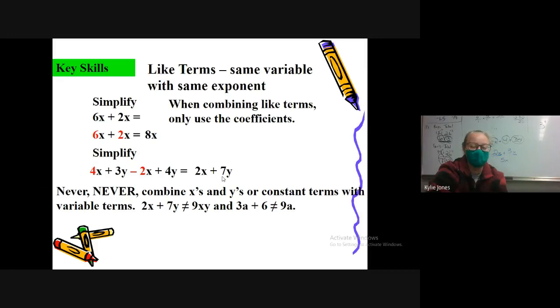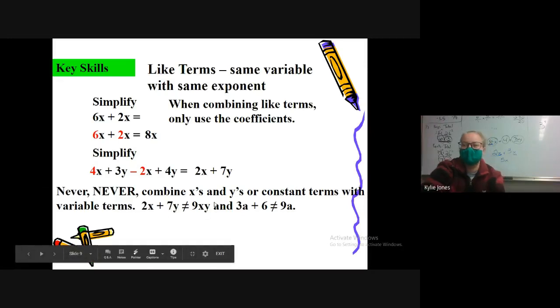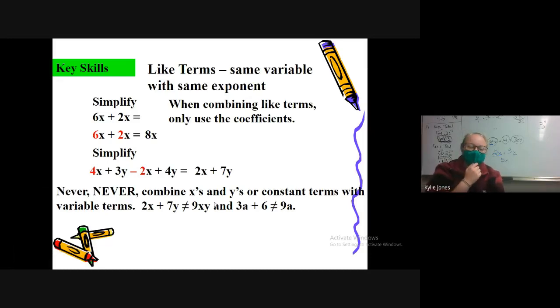Okay, you can never, should I say never again? They have a lot of nevers. Never combine the x's and the y's together if they're not the same. You just can't do it. You can't suddenly take 2x plus 7y and make it 9xy. It does not come out to the same answer. They're not equivalent expressions.